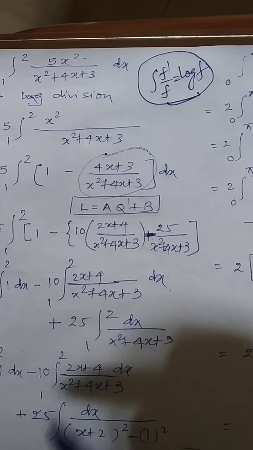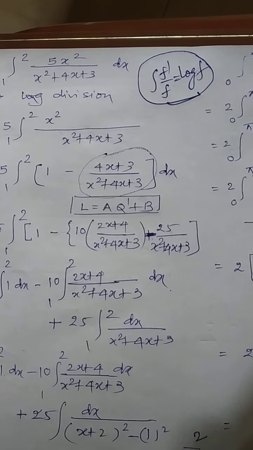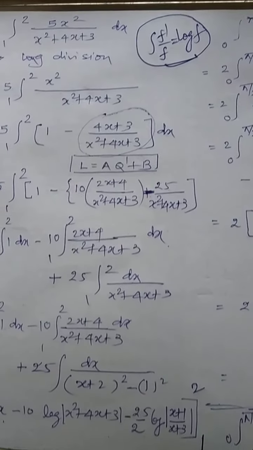Integration of 1 is x, minus 10 will be as it is. Log of the denominator, which we have learned. It is 25, 1 by 2 root 1 by 2 a. A is 1. It will be log of x plus 3 upon x plus 2. What is the upper limit? Upper limit is 2. Lower limit is 1.